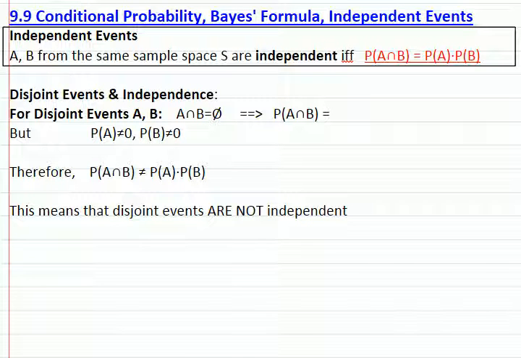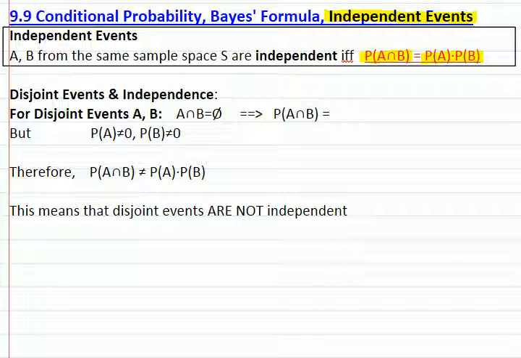This is the third video on conditional probability-based theorem and independent events. In this video, we will go over independent events. Two events from the same sample space S are independent if and only if the probability of their intersection, of them occurring together, equals the product of their individual probabilities.